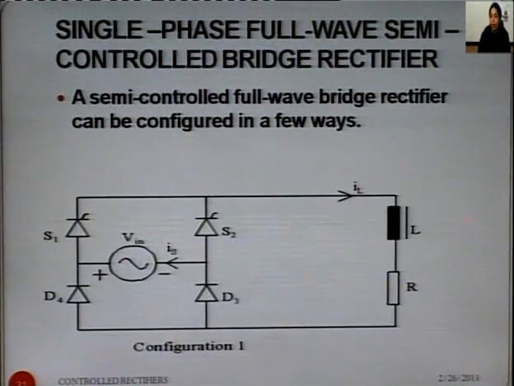This is the circuit diagram for the semi controlled bridge rectifier. Here we have two thyristors and two diodes in bridge configuration. During the positive half cycle, S1 and D3 will conduct, and during the negative half cycle, S2 and D4 will conduct. So, this is how we are getting rectification for the full wave.